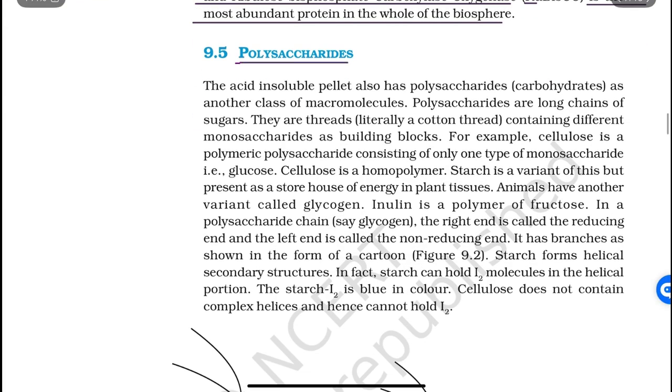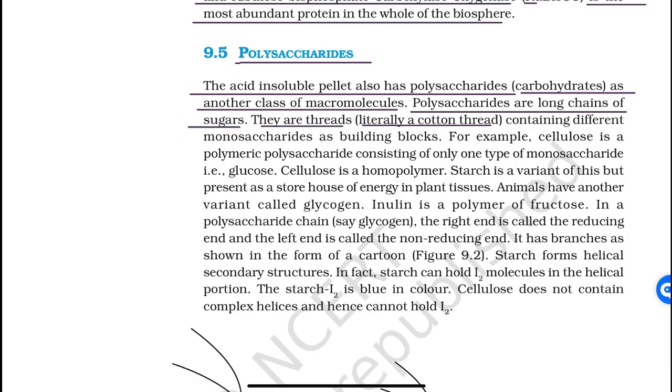Next is polysaccharides. The acid-insoluble pellet also has polysaccharides, carbohydrates, as another class of macromolecules. Polysaccharides are long chains of sugars. They are threads, literally like a cotton thread, containing different monosaccharides as building blocks. For example, cellulose is a polymeric polysaccharide consisting of only one type of monosaccharide. It means glucose. Cellulose is a homopolymer.